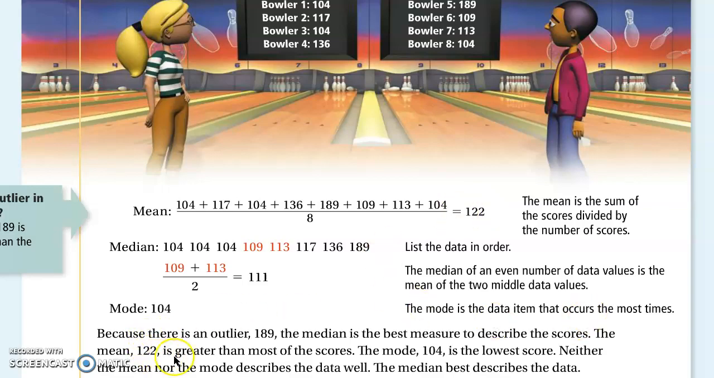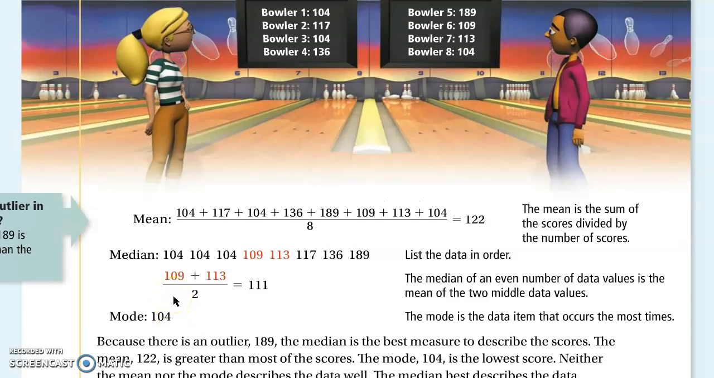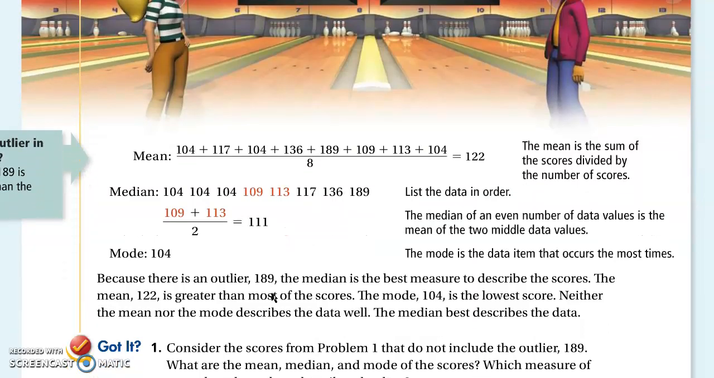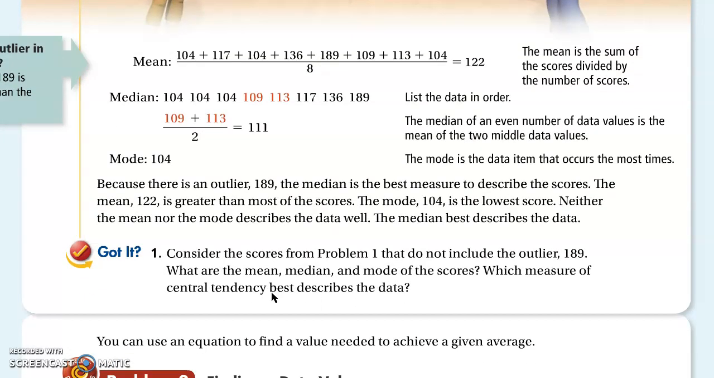The mean, 122, is greater than most of the scores, and the mode is really low. To say that the average score, or the best depiction of all these things, is 104 doesn't make sense. Even though 3 people had 104, there's a lot of people that scored better than them. So 111 is probably the best representation of the scores as a whole. All right, that makes sense?